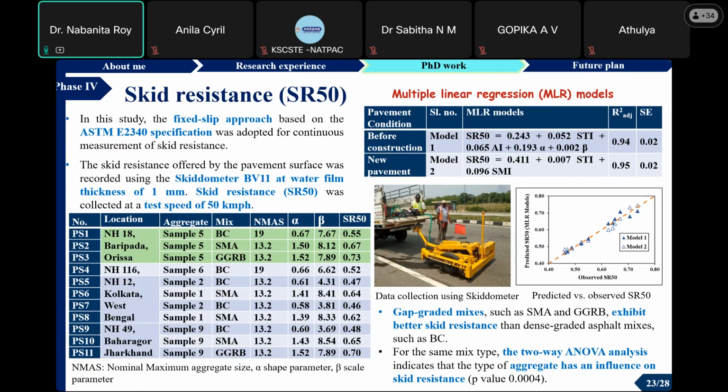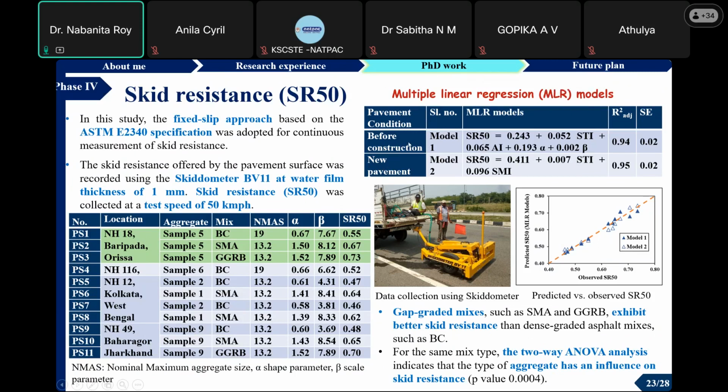So it was observed that for BC, these gradation parameters are low as compared to the gap graded parameters. And it is also observed when we collected the SR50 data, skid resistance data at 50 km, then also we have seen that for gap graded, we are getting more skid resistance as compared to this dense graded one.